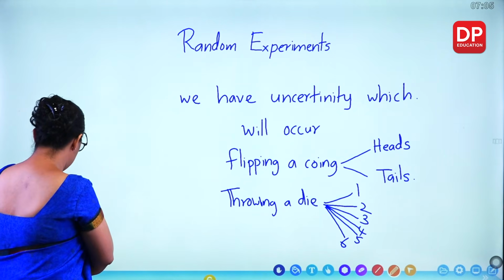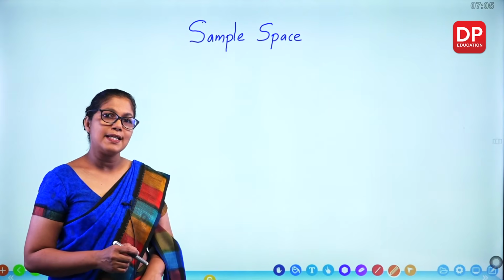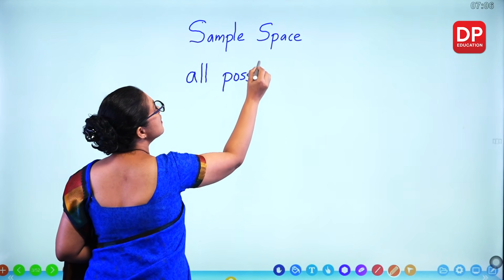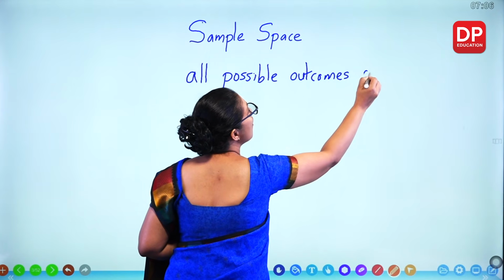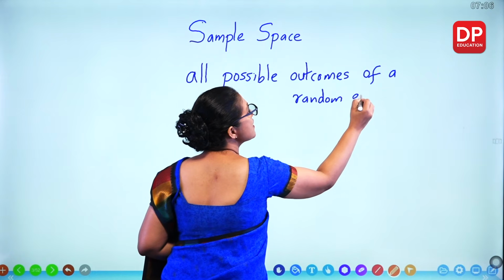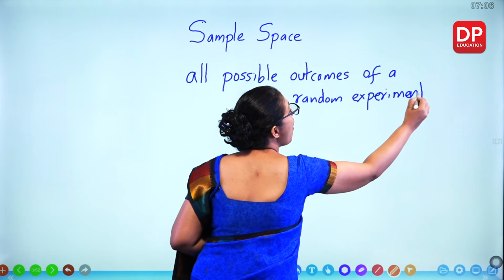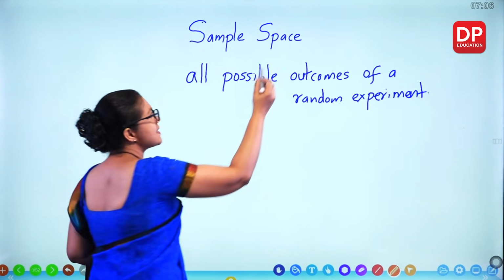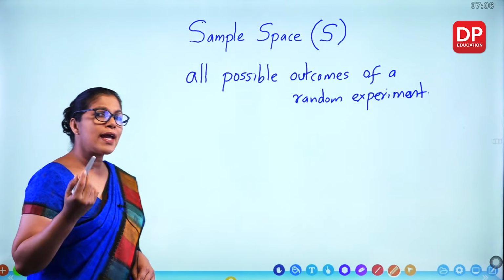Now we'll see what sample space is. So sample space is all possible outcomes of a random experiment. So we have to consider all possible outcomes. So we use capital S for sample space. Now how can we write it down?